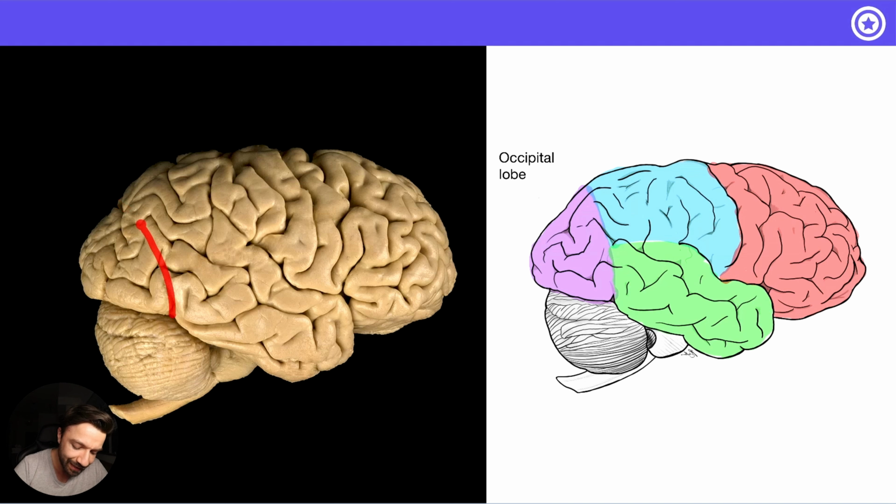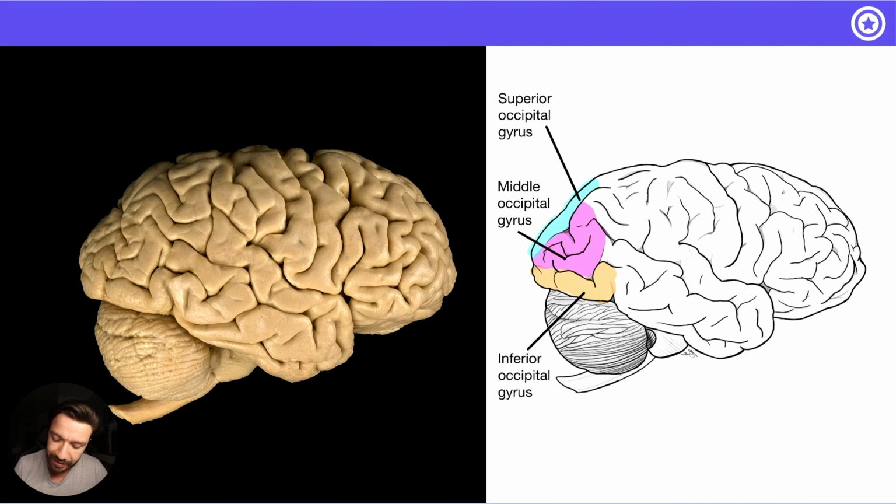So if we connect these two, we're going to have that occipital lobe right there. So now let's dive deeper into the occipital lobe and identify the occipital gyri. You can see, similar to the frontal and the temporal, we have a superior occipital gyrus, a middle occipital gyrus, and an inferior occipital gyrus. And they're laid out like you would expect.